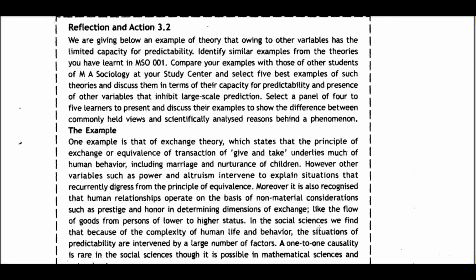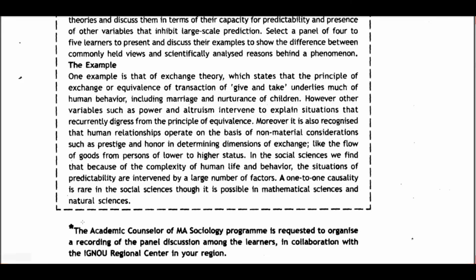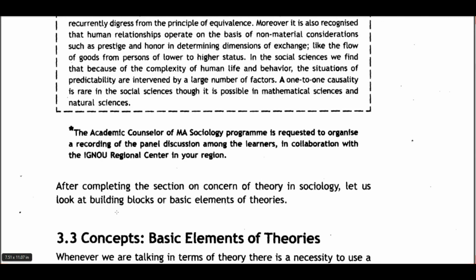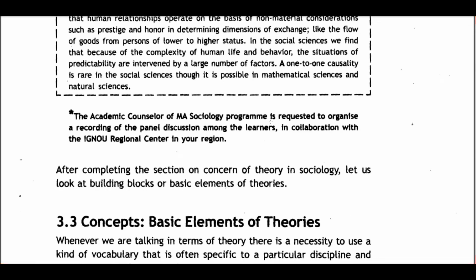In the social sciences, we find that because of the complexity of human life and behavior, the situations of predictability are intervened by a large number of factors. A one-to-one causality is rare in the social sciences, though it is possible in mathematical sciences and natural sciences. The academic counselor of the MA Sociology program is requested to organize a recording of the panel discussions among the learners in collaboration with the IGNOU Regional Center in your region.